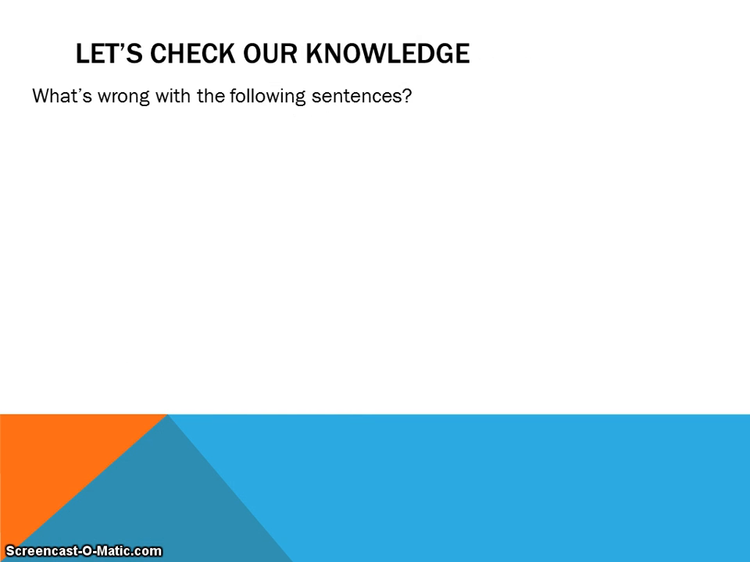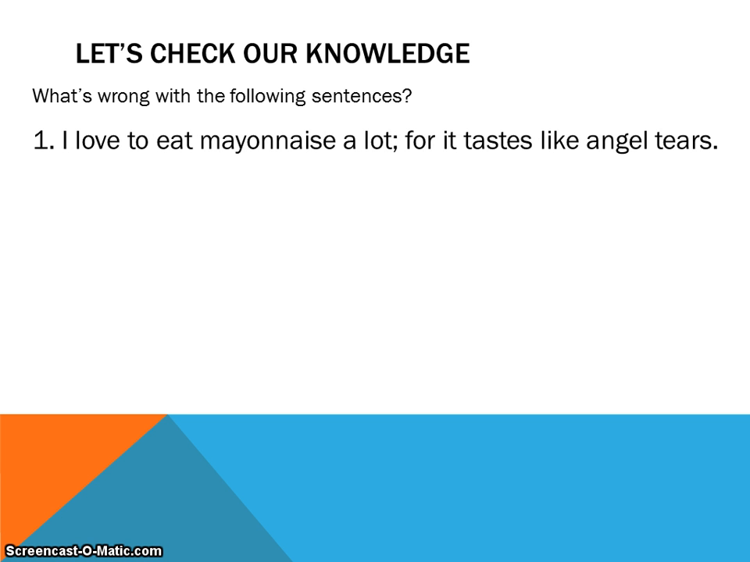Let's do a quick little knowledge check. Each of the following sentences has some sort of grammatical error. There's something wrong with it. Can you spot what it is? Number 1: I love to eat mayonnaise a lot; for it tastes like angel tears. The problem with this one is there is a semicolon with a conjunction. For is a conjunction, so there would need to be a comma here.